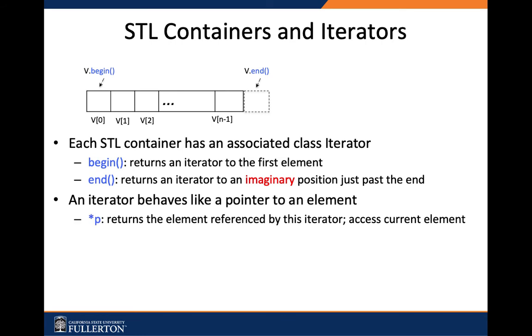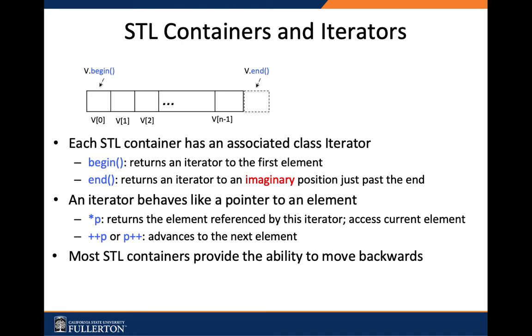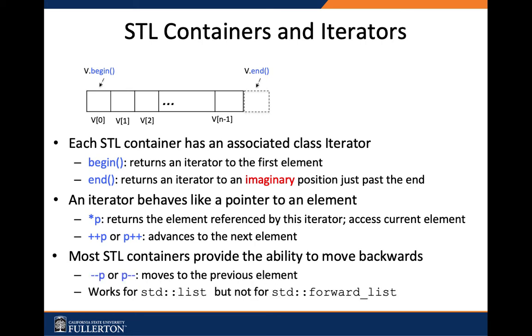Star of p returns the element referenced by this iterator and will access the current element. We can use the increment, which is pre and post operator, to advance to the next element. Most STL containers provide the ability to move backwards as well, with a minus pre or post. This will work for the list, but will not work for forward list. So because of that, we say most STL containers, not all.